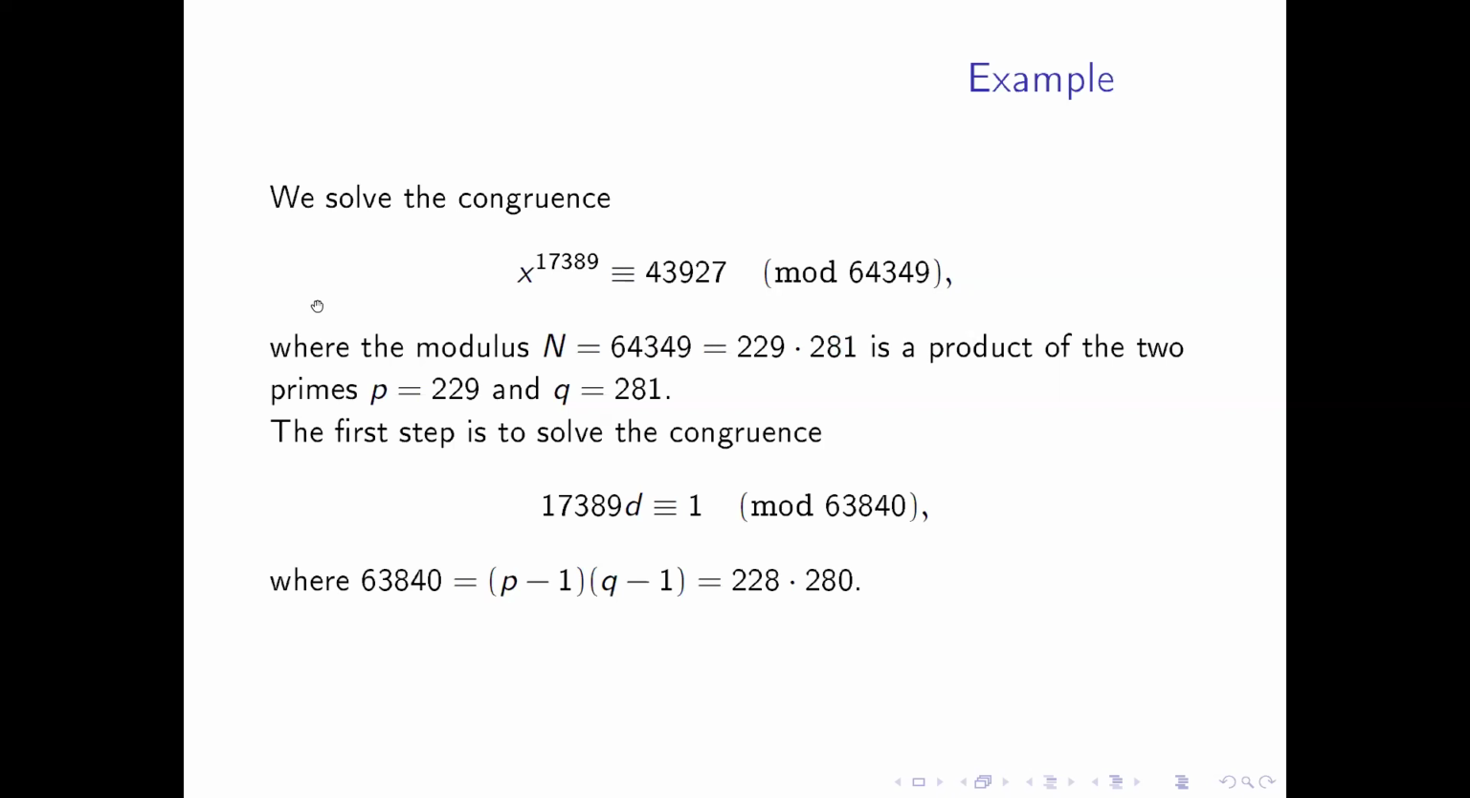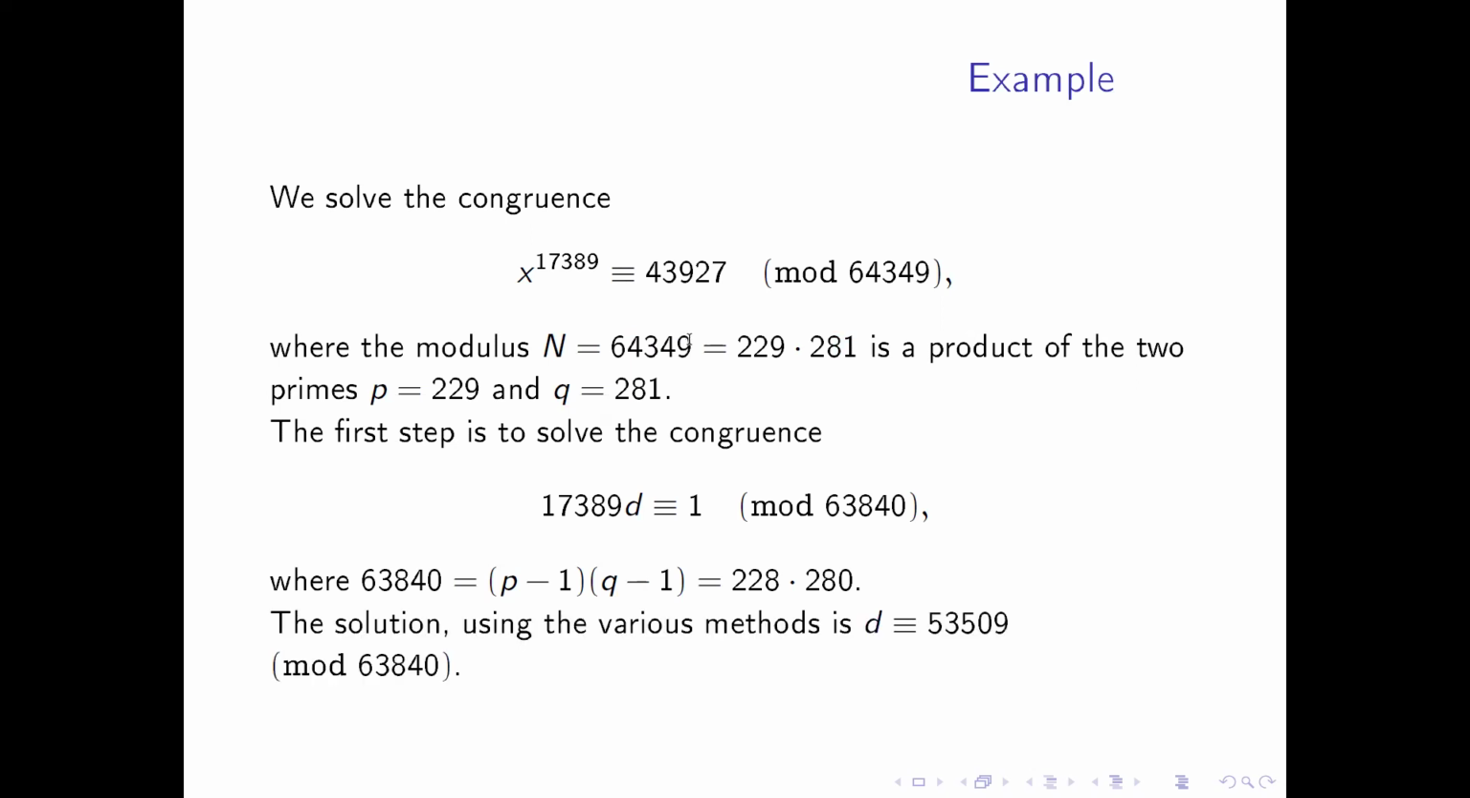So our first step to solving this is to find d where 17,389 times d is congruent to 1 mod (p minus 1) times (q minus 1), which is 63,840. Which, notice, is really close to p times q, but we digress. Now we can solve this by doing the extended Euclidean algorithm and find that d is equal to 53,509.